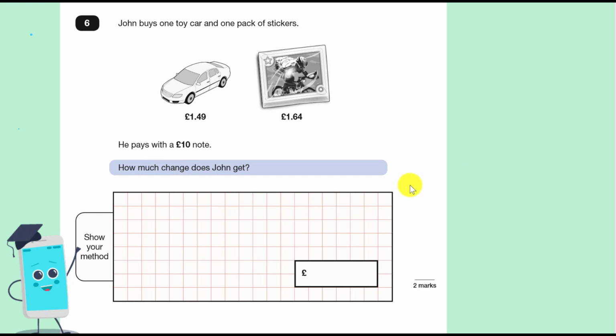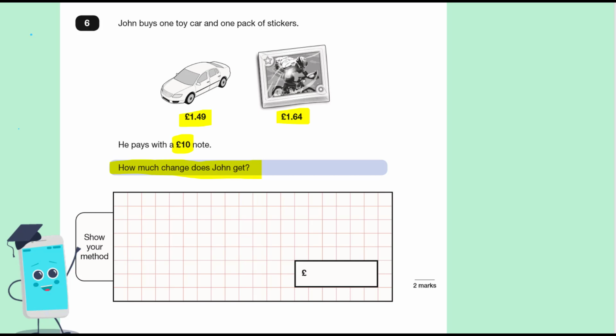So we look at our question. How much change does John get? Change means the money left over. It means you've paid too much money and you're going to get some back. So the first thing we need to do is to figure out how much he's paid. So this will be important information. And then we need to figure out how much he gets back and what he paid with. So he paid with a £10 note. So we have 2 steps in this problem.